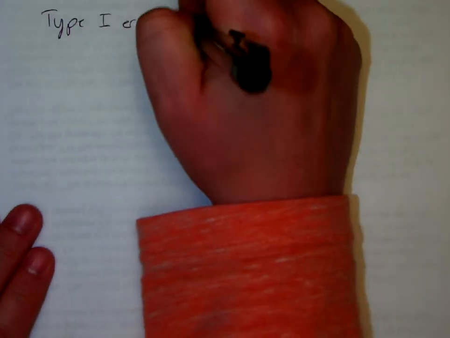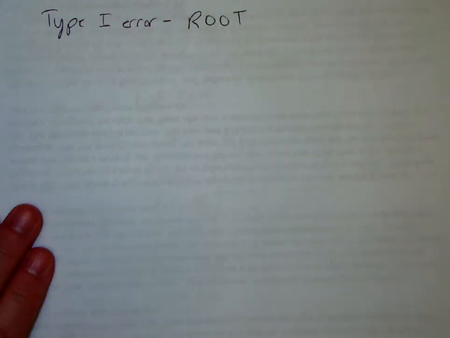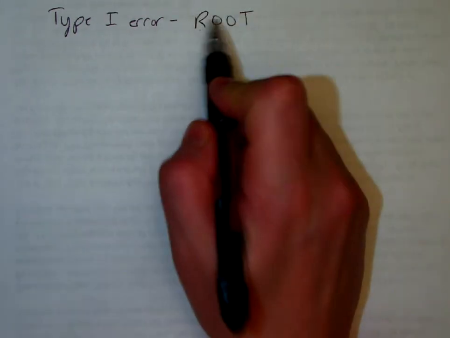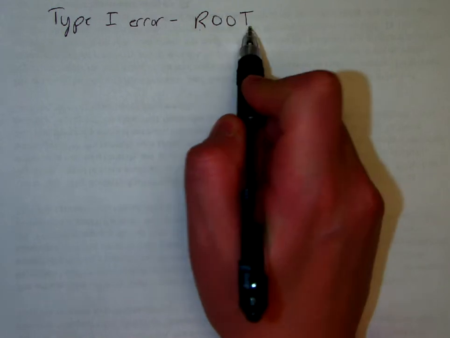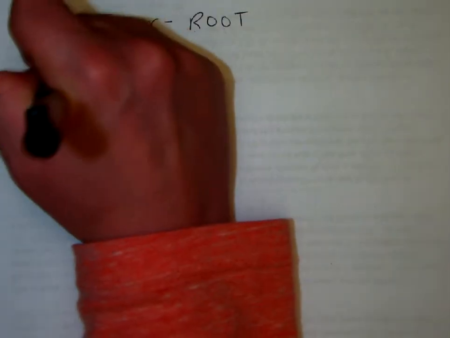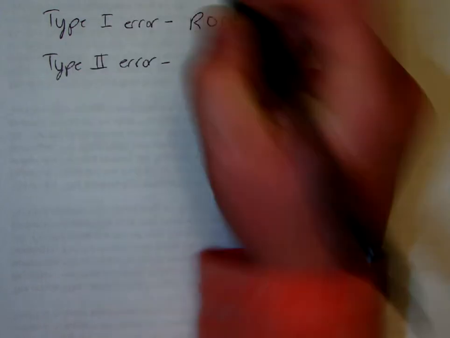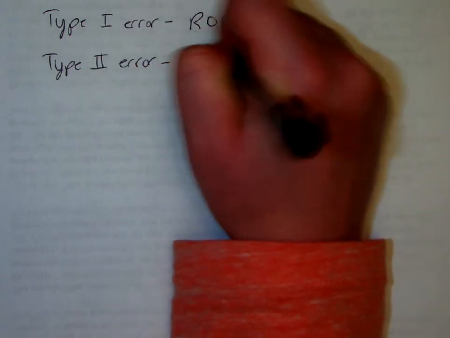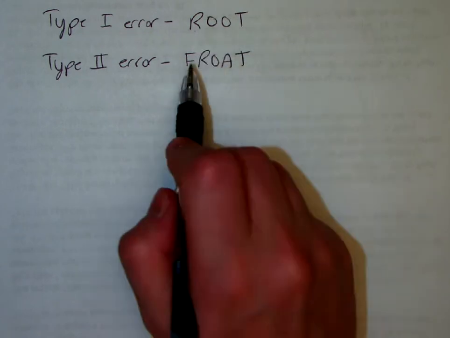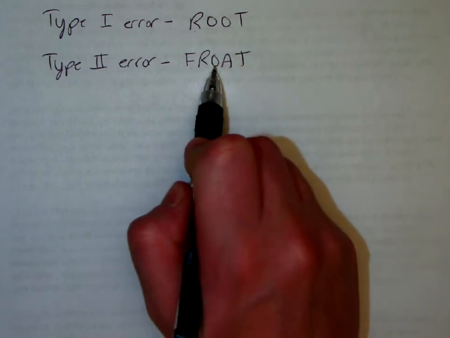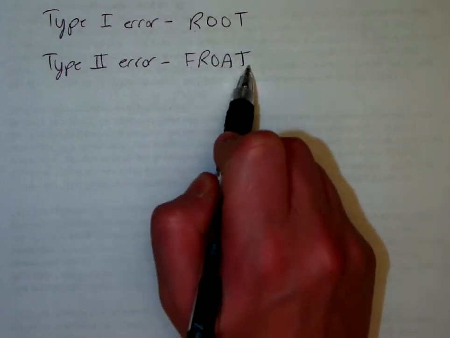So, as I said, a type 1 error, you're going to remember by root. I'm rejecting the H0 when H0 is true. And a type 2 error is going to be remembered by float. I'm failing to reject H0, but HA is the true value.